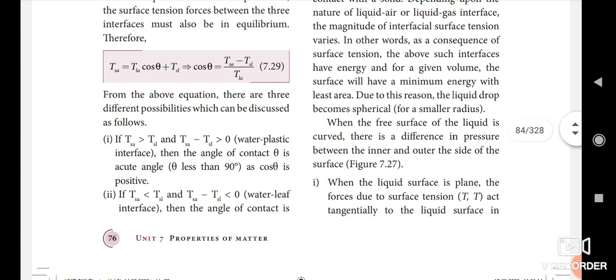Suppose first case, if TSA, that is the solid air, is greater than solid liquid, means that solid air minus solid liquid, that value is also greater than 0. Here in that case, the angle of contact that takes place between the water and plastic.